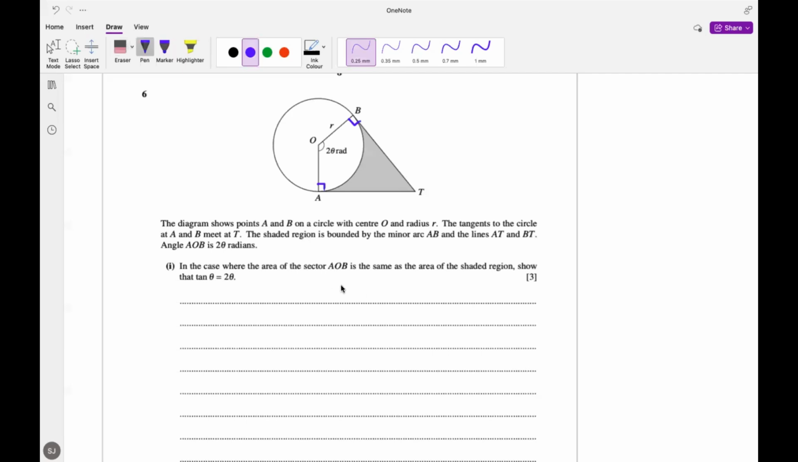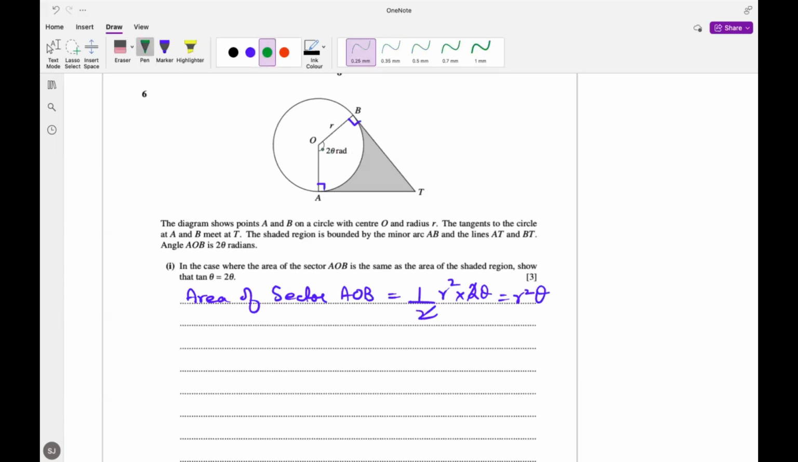In the case where the area of sector AOB is the same as the area of the shaded region, show that tan theta is equal to 2 theta. Now, first of all, the area of the sector AOB will be given by half r squared theta. So the formula for the area of a sector is half r squared theta. Now, in this case, the angle is given as 2 theta, so this will become half r squared into 2 theta. We'll cancel out the 2's, so the answer will be r squared theta.